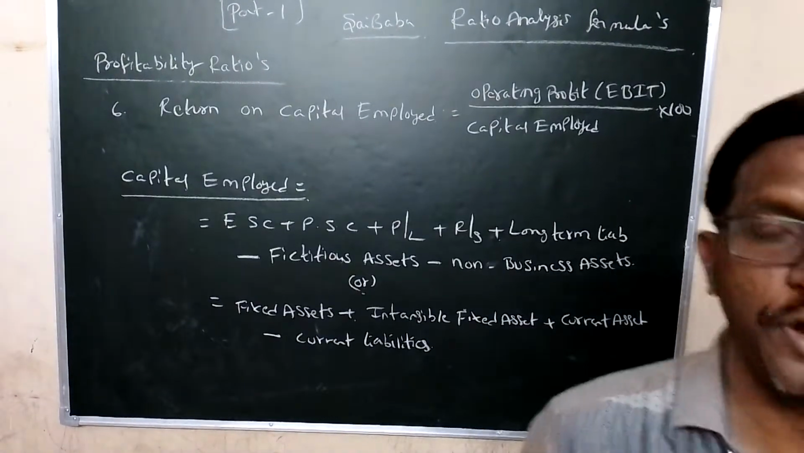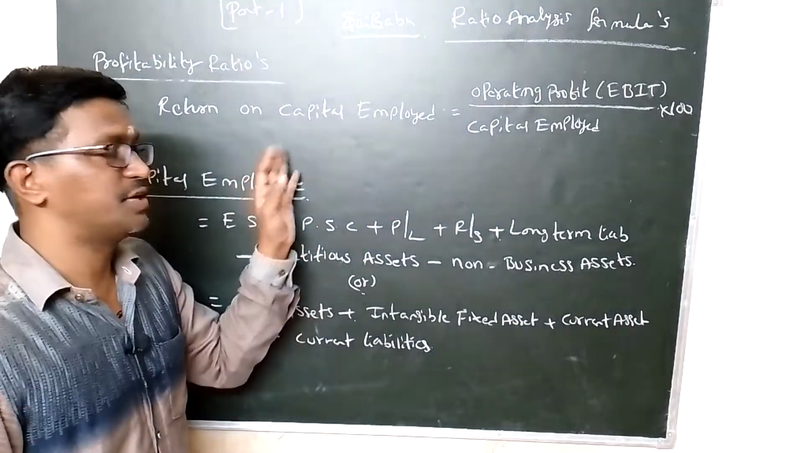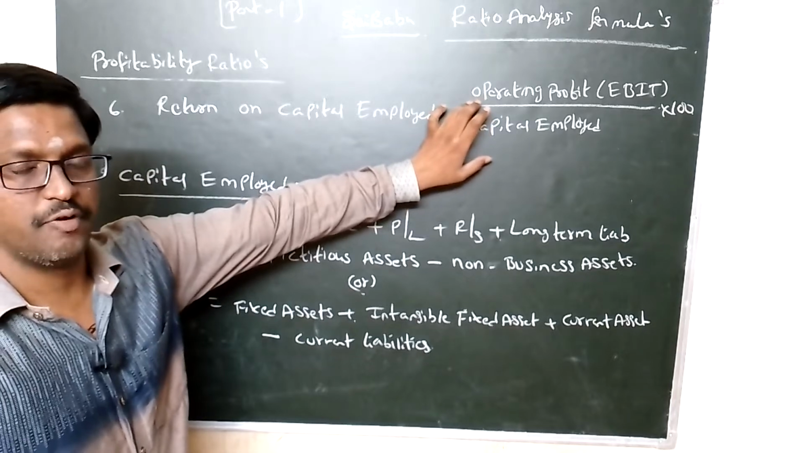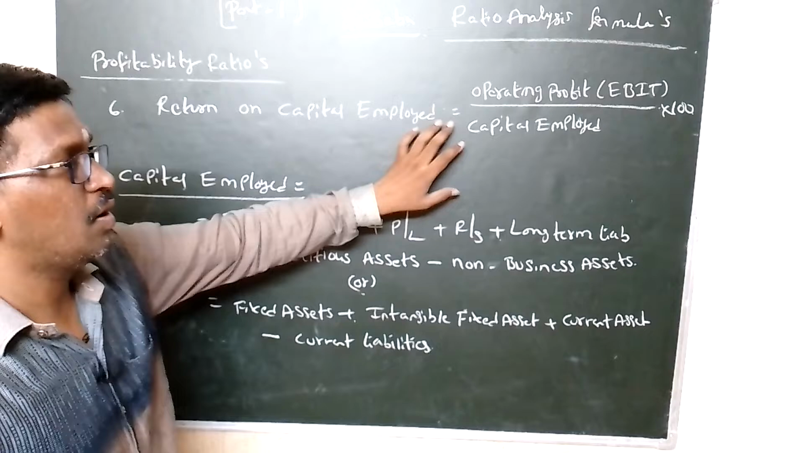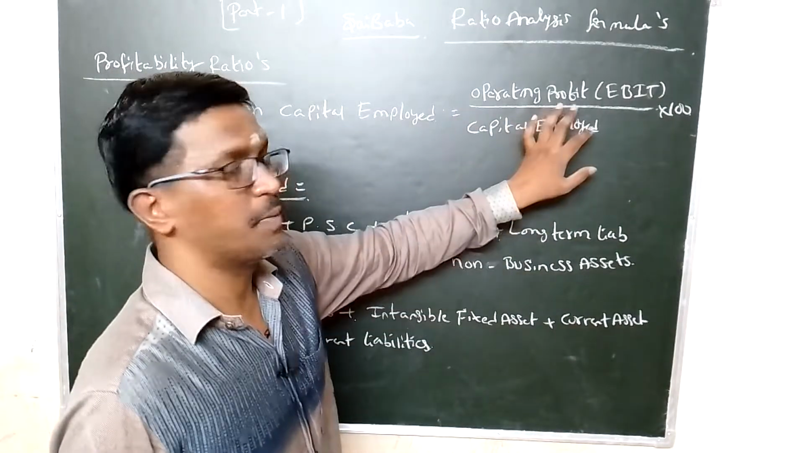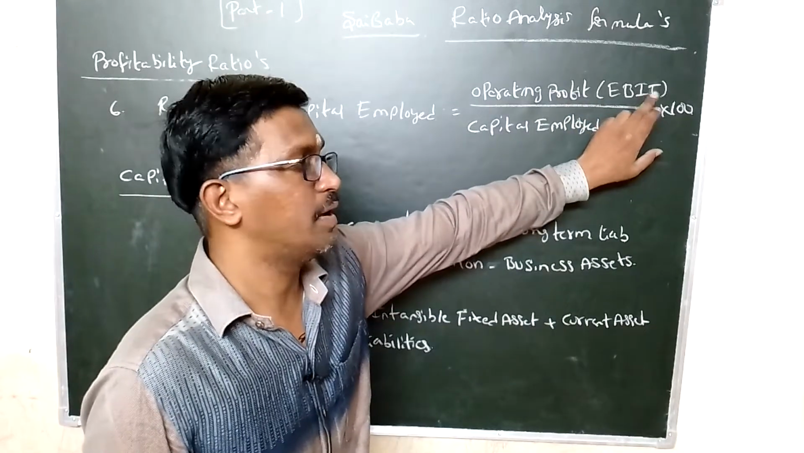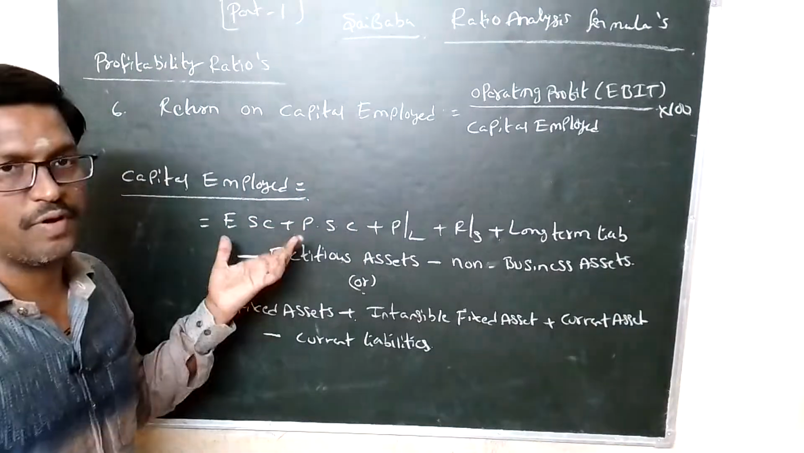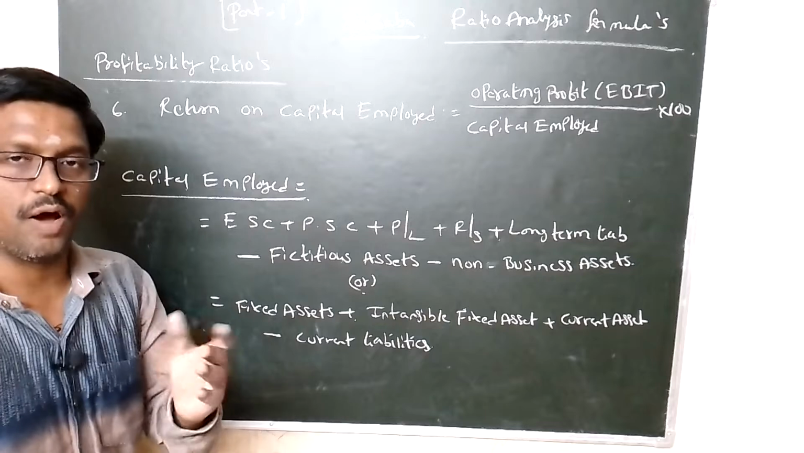Return on capital employed: how much capital is invested in the business and what profit is acquired. It will be calculated in percentage form. Return on capital employed equals operating profit by capital employed. Operating profit or earning, EBIT, means earning before interest and tax. Here operating profit will be directly given in the question. Capital employed, in what way do we have to find it out?